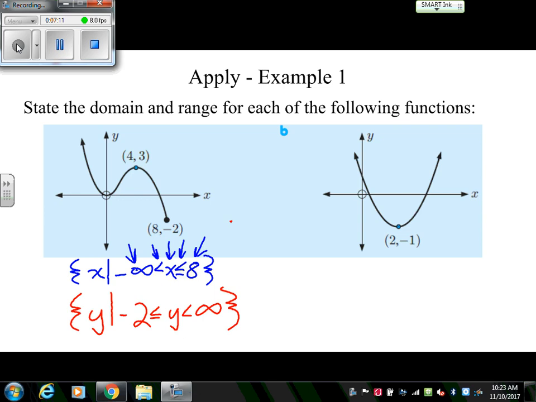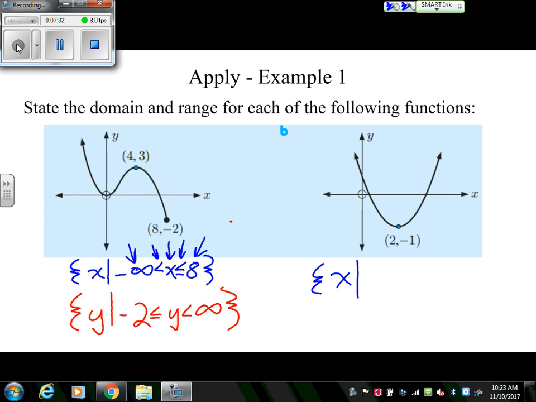So this is a parabola. We've seen it before. This is indicating a closed circle, which is our vertex, our lowest point. And we have 2, negative 1 at that lowest point. Now, again, for domain, I'm putting an x after my brace, my vertical line, which means I'm defining it, x such that. And now I'm going to have my lowest value.